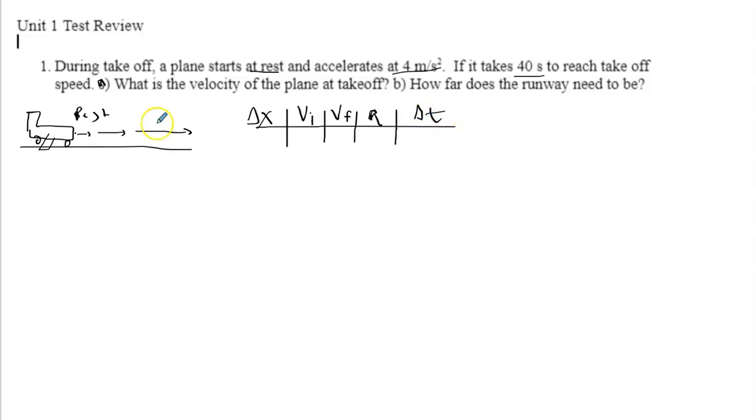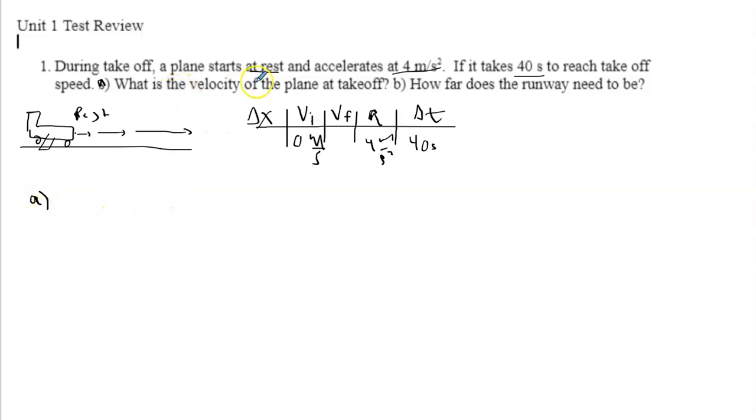So if we read through the problem again, it says it starts at rest, so rest means you're stopped. So the initial velocity of the plane is 0. So that's 0 meters per second. Sorry for the writing, I'm using a mouse. The acceleration it tells you is 4, so 4 meters per second squared goes in this box. And then finally, the time it takes for it to speed up is 40 seconds. So we have 3 out of the 5 variables, so we're good to go. So we just need to figure out which equation to select for each part.